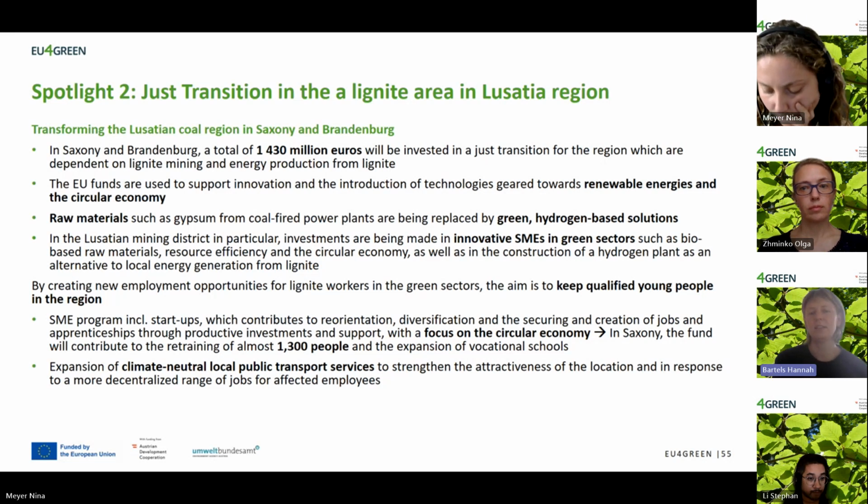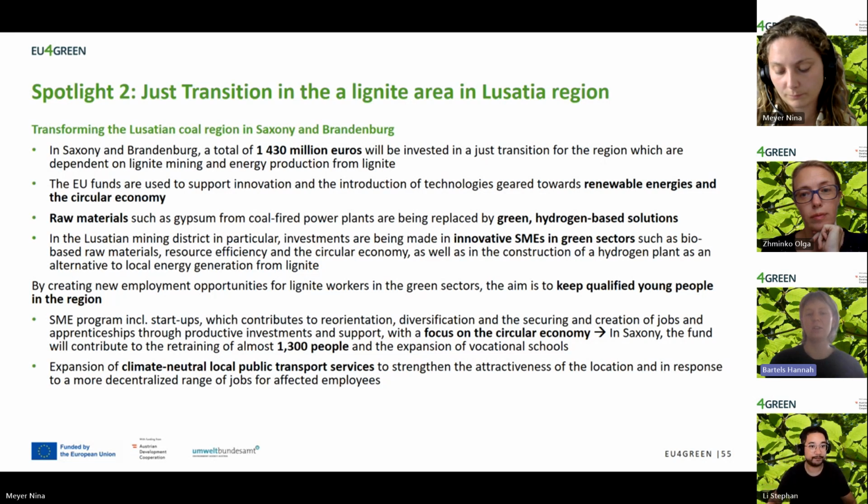In particular, in the mining district itself, there are going to be investments into innovative SMEs in the green sector, such as bio-based raw materials, resource efficiency, and the circular economy, as well as for the construction of hydrogen power plants. So, of course, one key idea is to create new employment opportunities for lignite workers in the green sectors, and therefore to keep qualified but also young people in the region. Therefore, there has already been support for SME programs that in particular contribute to the reorientation, diversification, but also the securing of jobs and apprenticeships in the region by, for example, focusing on the circular economy.